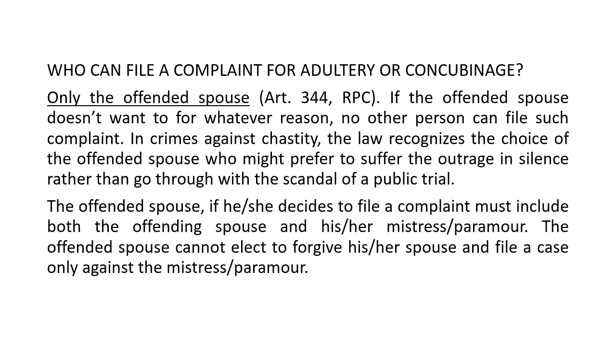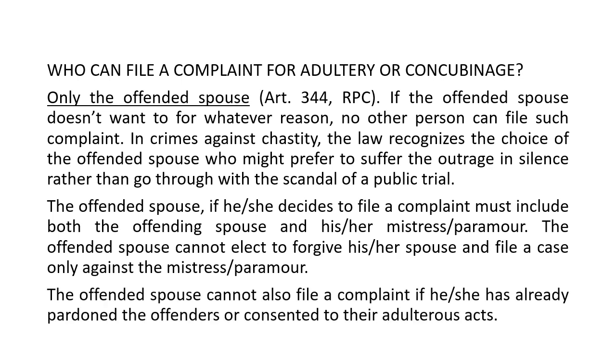The offended spouse, if he or she decides to file a complaint, must include both the offending spouse and his or her mistress or paramour. The offended spouse cannot choose to forgive his or her spouse and file a case only against the mistress or the paramour. She should or he should pardon both the offenders. And finally, the offended spouse cannot also file a complaint if he or she has already pardoned the offenders or consented to their adulterous acts, as what I have already explained in the previous slides.